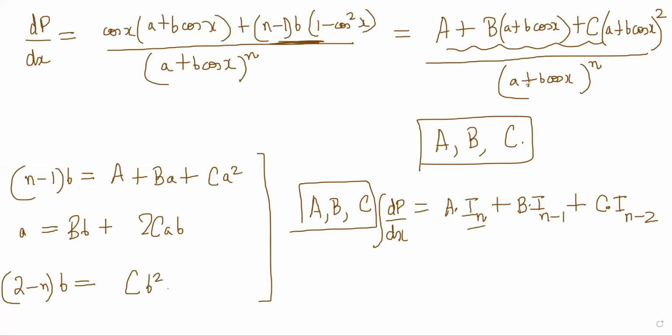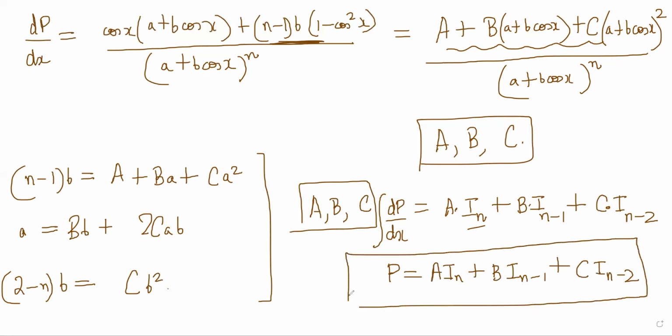Right now you just have 1 by a plus b cos x whole power n. After integration you will get this expression, and this will be just p is equal to A I_n plus B I_(n minus 1) plus C I_(n minus 2). So you have a reduction formula now, right? So you can slowly reduce in terms of I_(n minus 1) and I_(n minus 2), because p is known, p was sin x by a plus b cos x whole power n. And similarly, you can go down further.